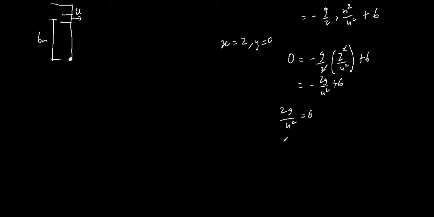Multiply the u squared on both sides. I have 2g is equal to 6u squared. Divide by 6 as well. So I'll just get g on 3 is equal to u squared. u is equal to plus or minus the square root of g on 3.